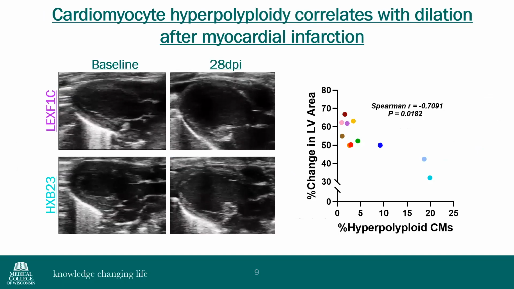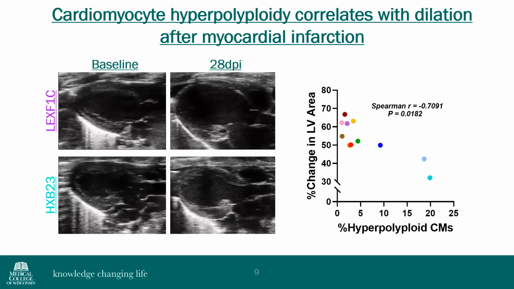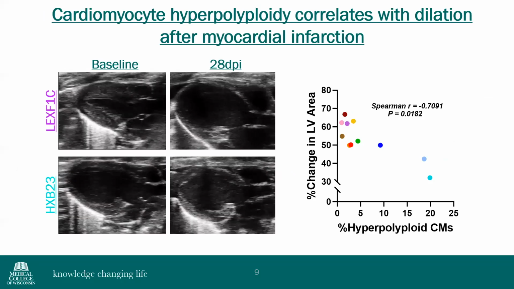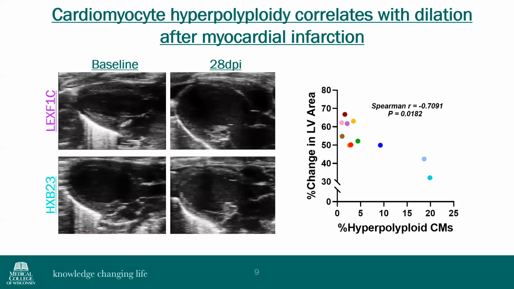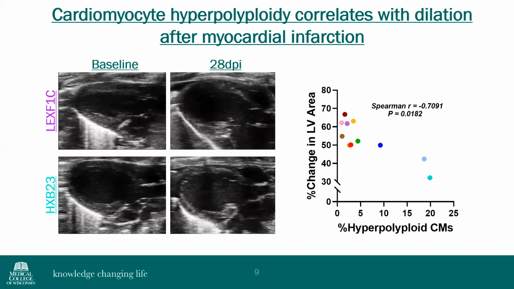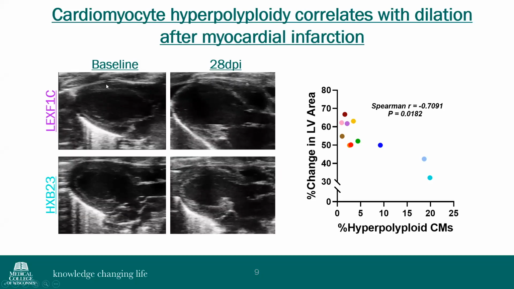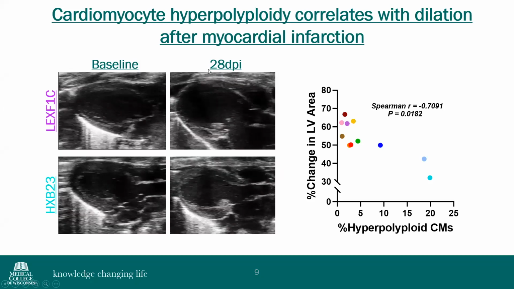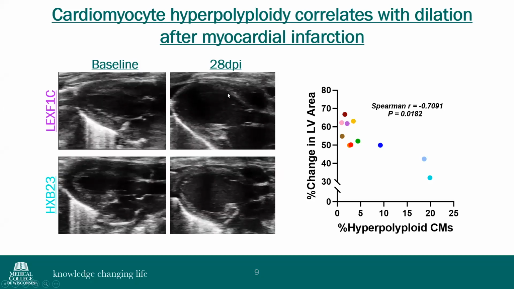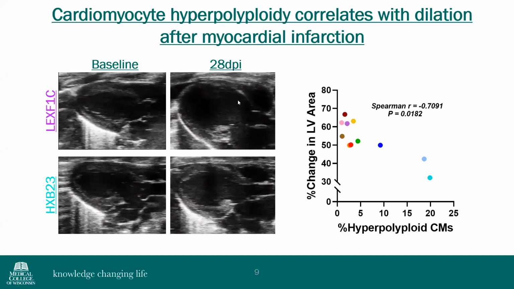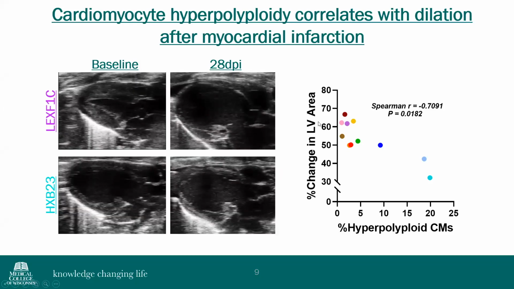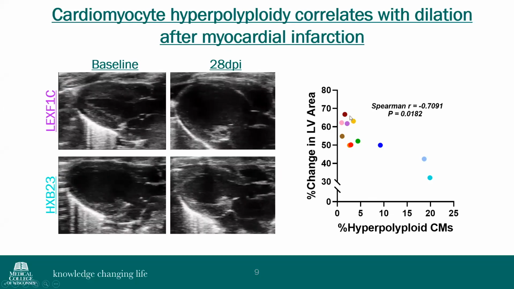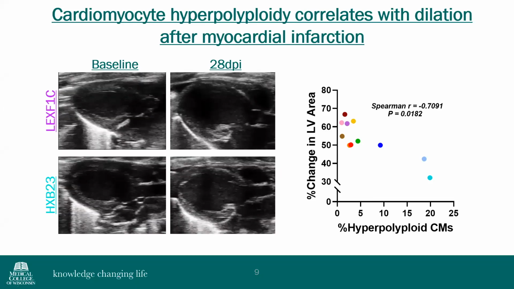So as far as our MI studies go, we also were able to see a correlation with hyperpolyploidy and the change in the LV area, which is basically a measure of dilation. So how much have they, from their day 1 or baseline or day 0 to day 28, how much has that ventricle expanded?